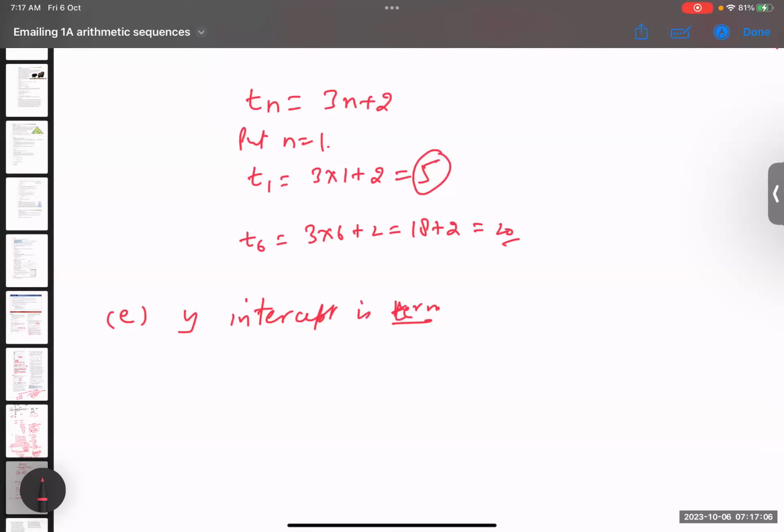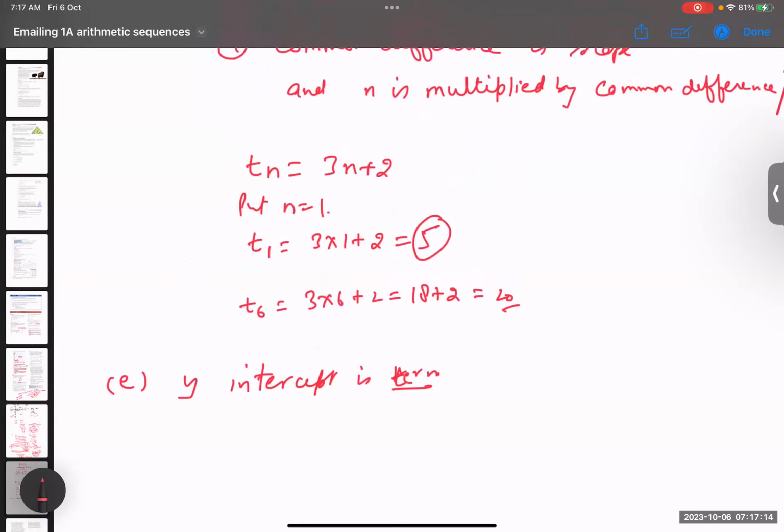That means the 5th term, 6th term, 7th term, all these terms are the y-intercept. Like if we ask T1, it is 5. What is T6? 20. If I ask you T7, you will say 3 into 7 plus 2, that is 21 plus 2, 23. So the 7th term is 23. So this is the y-intercept. Is it okay? Yep, got it.